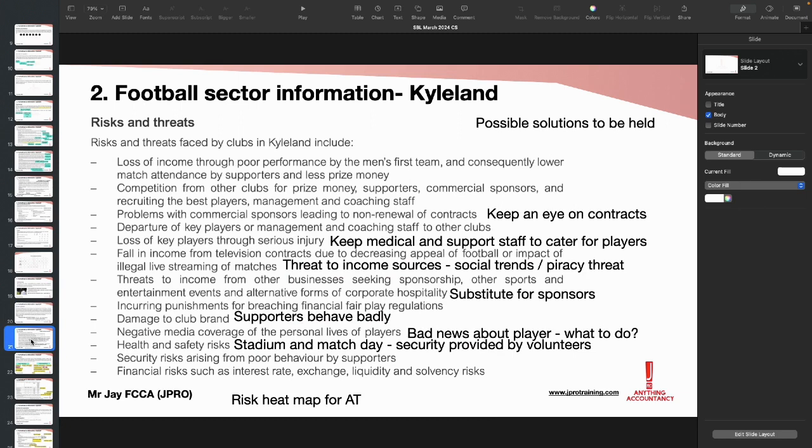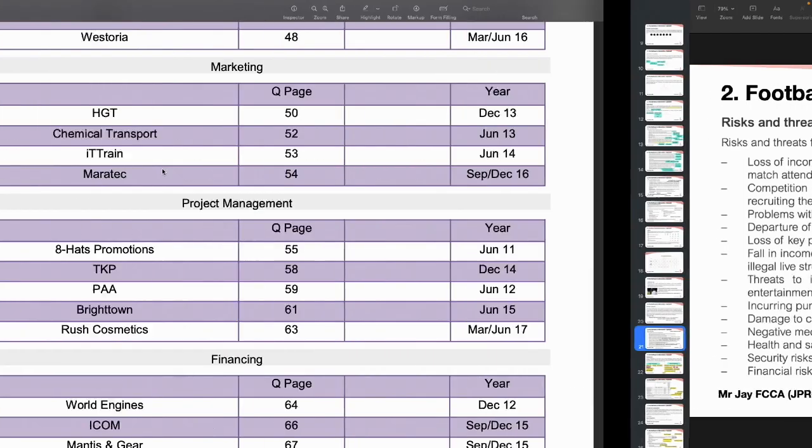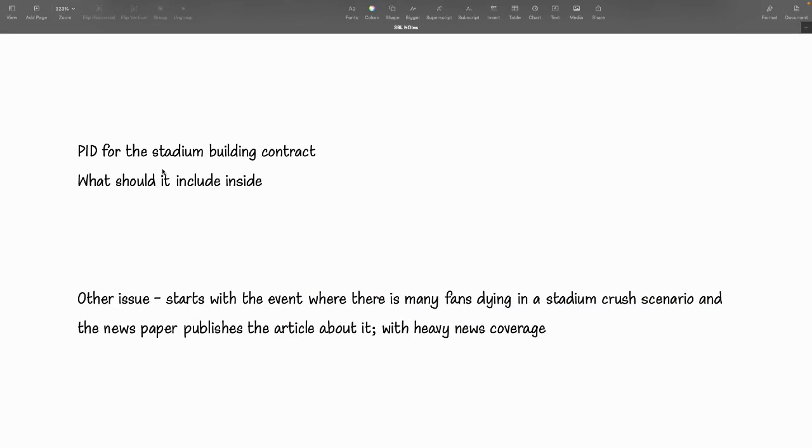Okay, let's quickly run through the general risks faced by clubs in KLN. So far, nothing here talks about this issue. Pay attention. Nothing here talks about this issue, which is what I would suspect. Sometimes the question comes out of the blue, and this is a good such event.